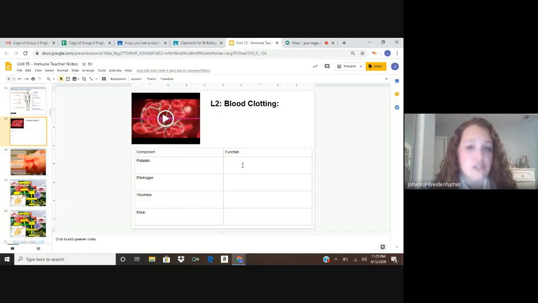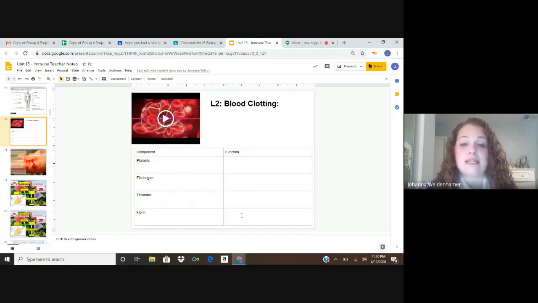Now, fibrinogen is going to be a soluble protein present in blood from which the fibrin is going to be produced by the action of the enzyme thrombin. So fibrinogen is going to turn into fibrin because of thrombin. So now let's take a look at thrombin. Thrombin is the enzyme that converts the fibrinogen into fibrin.